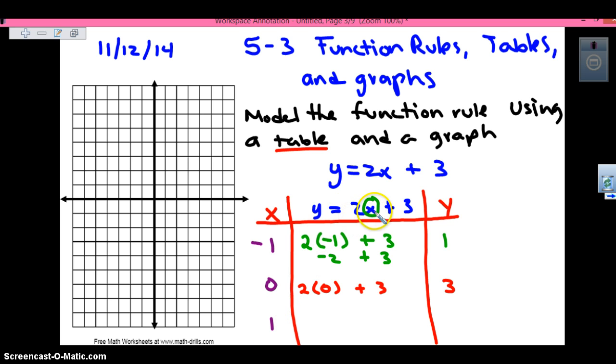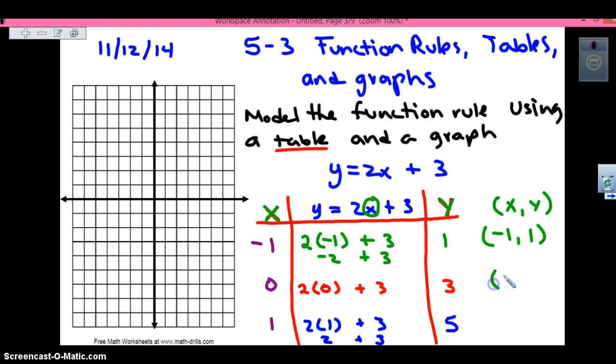Then we're substituting x with the number 1. 2 times 1 plus 3. 2 times 1 is 2, plus 3 is 5. If we take our x and our y value, we get our ordered pairs that we're using for our graph. The first ordered pair is going to be -1, 1. Then 0, 3, and then 1, 5.